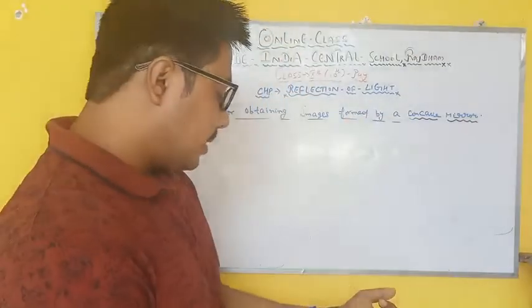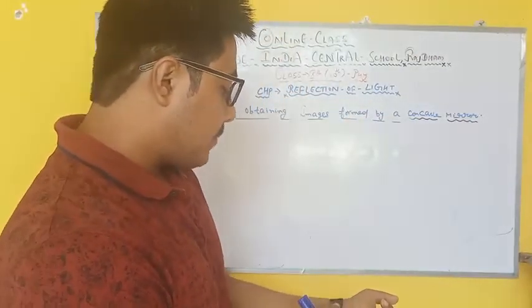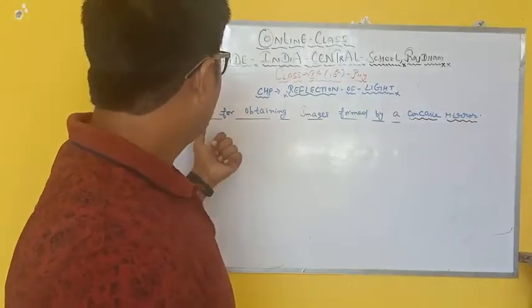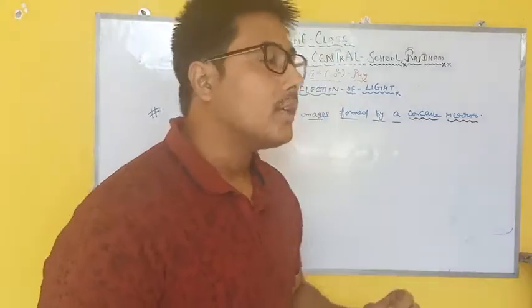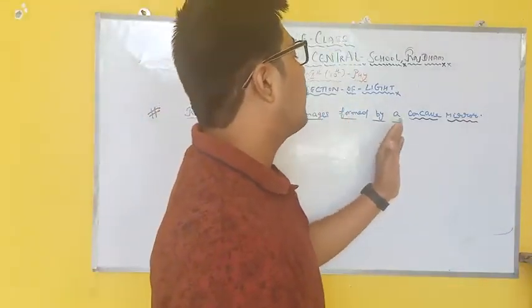So we have studied many things in this chapter. Today we will proceed from the point: rules for obtaining images formed by a concave mirror. What are the rules for obtaining images formed by a concave mirror?